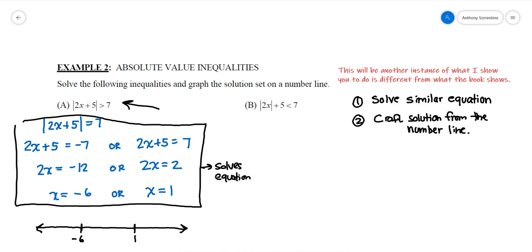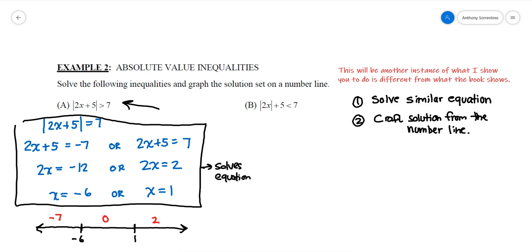So what I do is I'm going to pick numbers in each one of these three segments. So a number before negative 6, negative 7 would be a good one. A number between negative 6 and 1, well, 0 would be a good instance. And a number that's more than 1, we'll just say 2. Now I could pick any number that falls in these regions. I'm just using these as representatives.